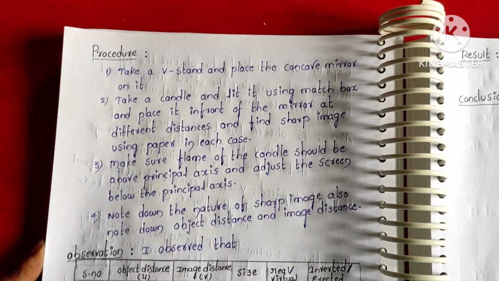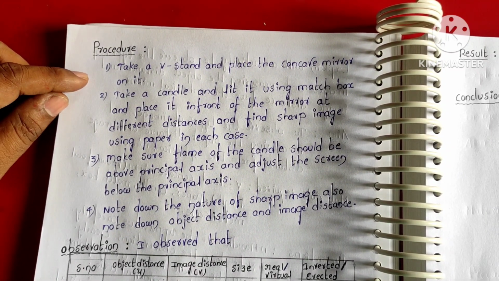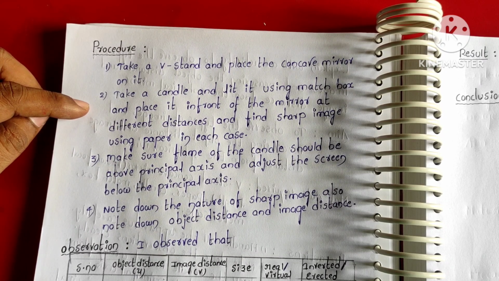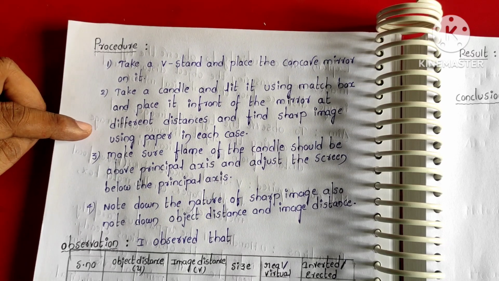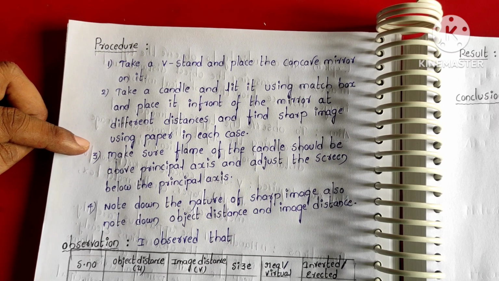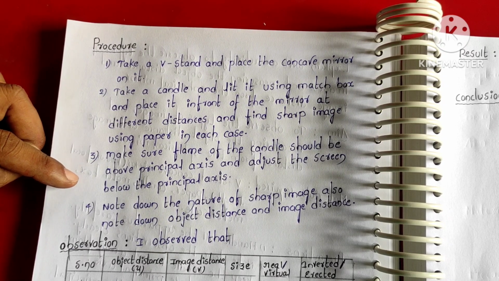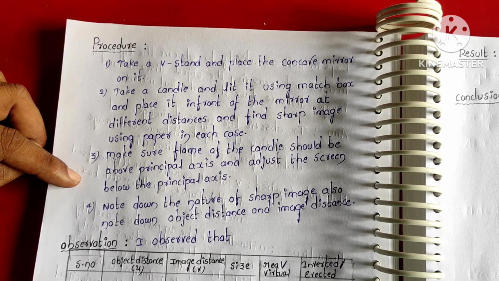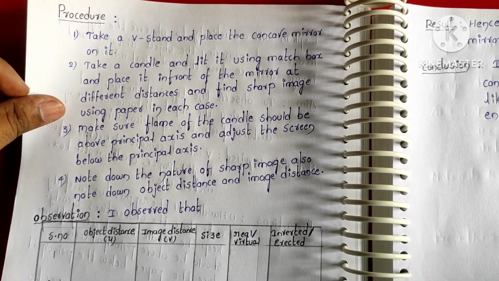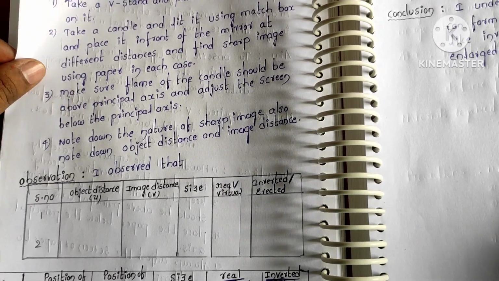Then we'll go to the procedure. Take a stand and place the concave mirror on it. Take a candle, light it using a matchbox, and place it in front of the mirror at different distances and find the sharp image using paper in each case. Make sure the flame of the candle is above the principal axis and adjust the screen below the principal axis. Note down the nature of the sharp image. Also note down object distance and image distance.